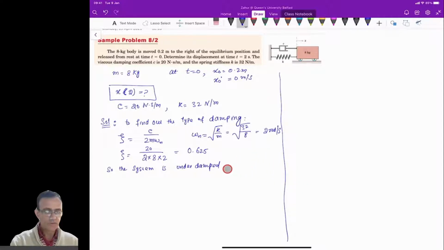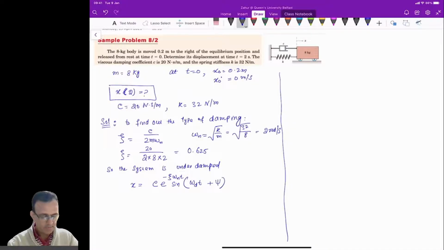So now we know from our theory part that if a system is under damped, then the solution of the system becomes equal to C e power minus zeta omega n t sine omega d t plus psi. So this was the solution of the system when it is under damped. Okay, so now this is the x, and we need to calculate x when t is equal to 2 second.